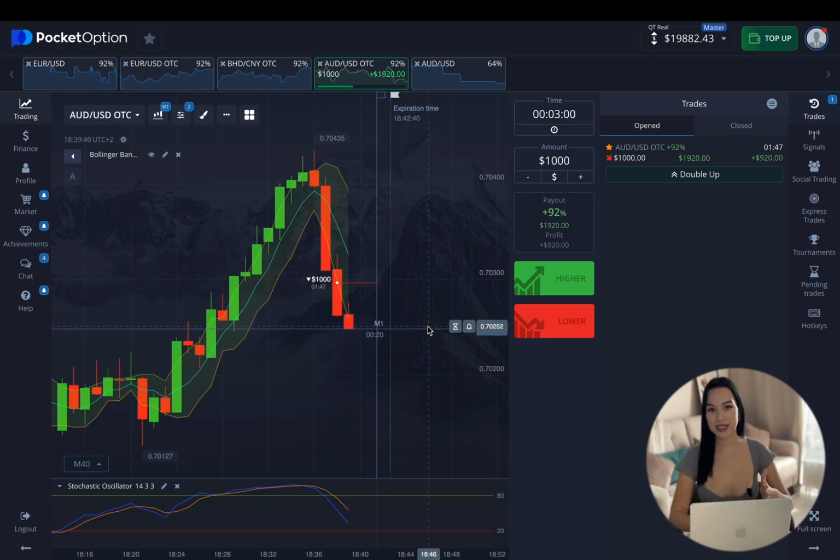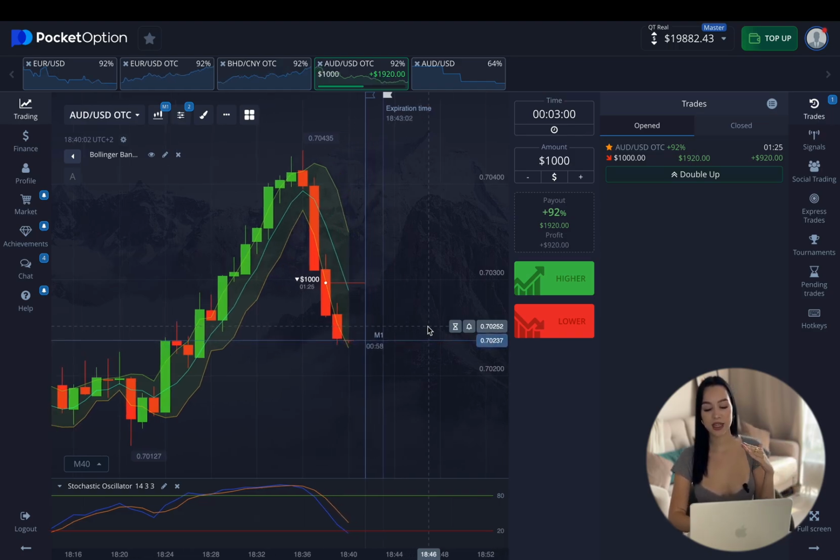So about stochastic oscillator signals, when we see that our two lines of stochastic, the blue line here and the orange one, intersect the green line and go even higher, it means that we need to open a trade up. So when our two lines are at the level of 80 or higher, because our green line is the level of 80, we need to open a trade up.